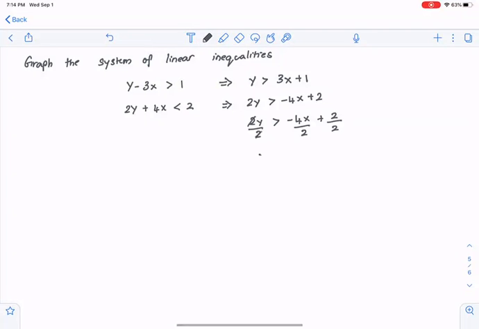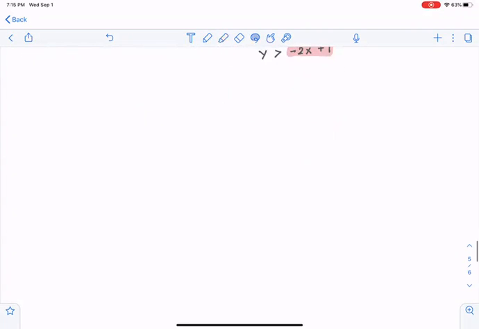Those two will go away. Y is greater than negative 4 over 2, which is negative 2x, plus 2 over 2, which is simply 1. So we need to sketch two lines. The first one is 3x plus 1. The second is minus 2x plus 1. One line is increasing, the other one is decreasing. How do we graph this?